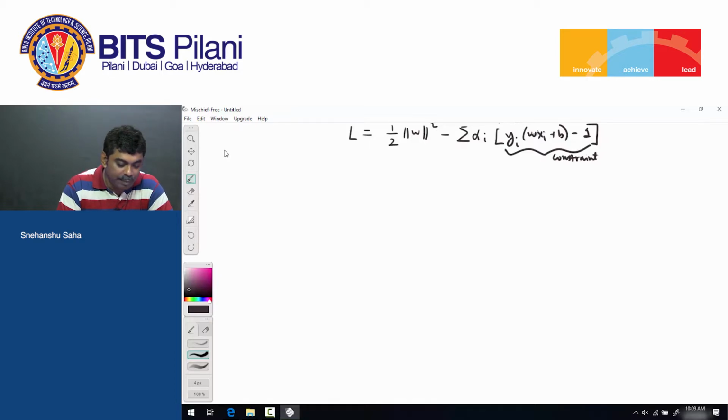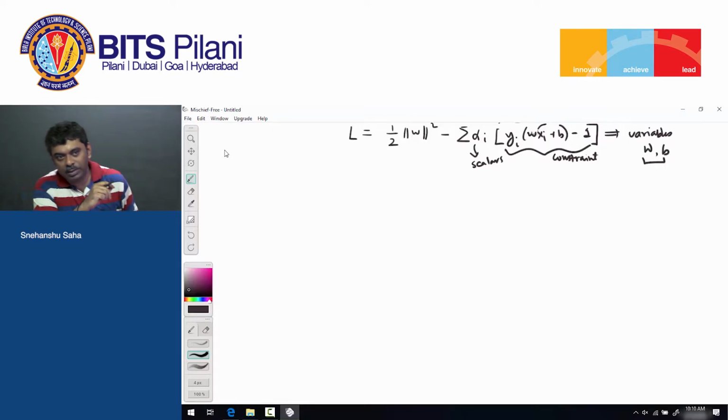These are training examples, so this is data. We know that. yi is defined as either +1 or -1 based on whether your training examples are positive or negative. The alpha i's are also scalars. So what are the variables here? The variables are W and b. Please recall, this is exactly what we said previously, that we wanted to compute these.